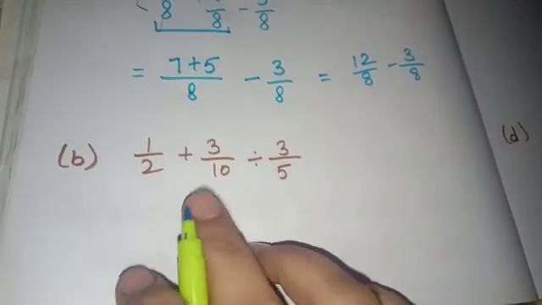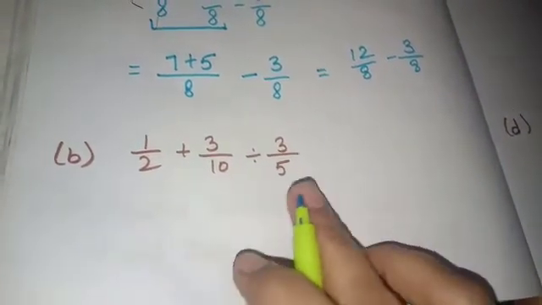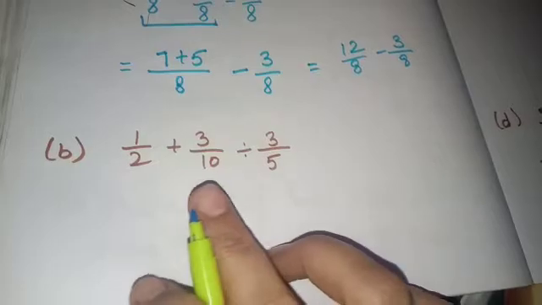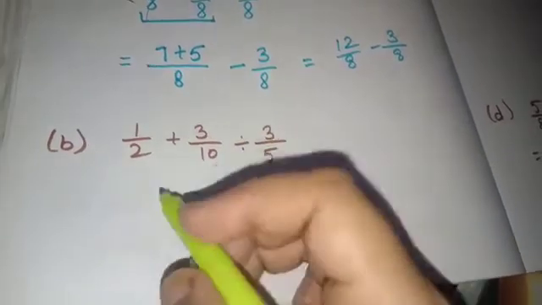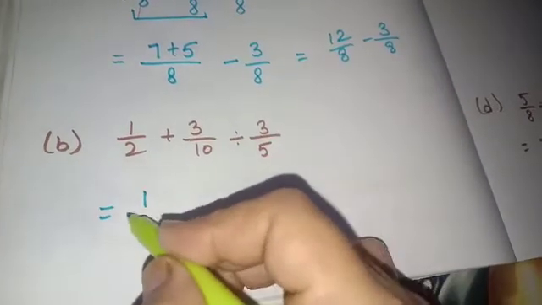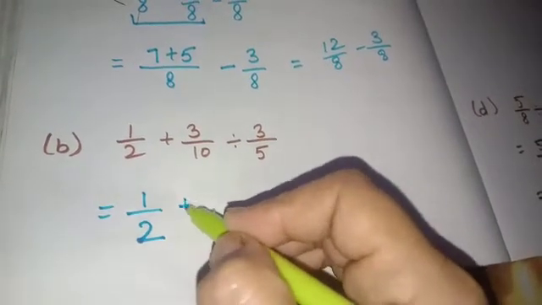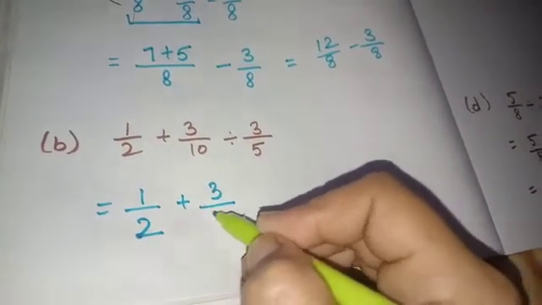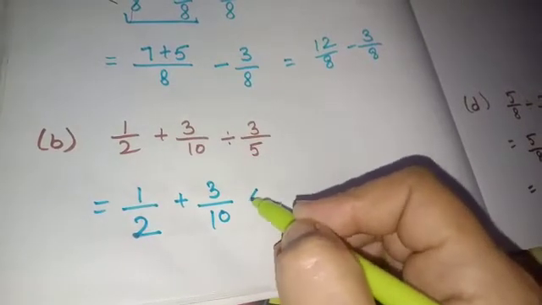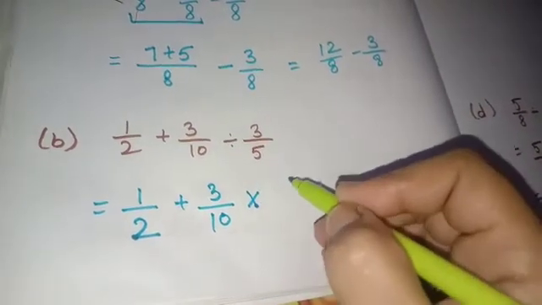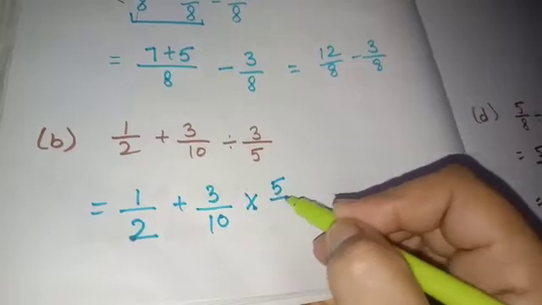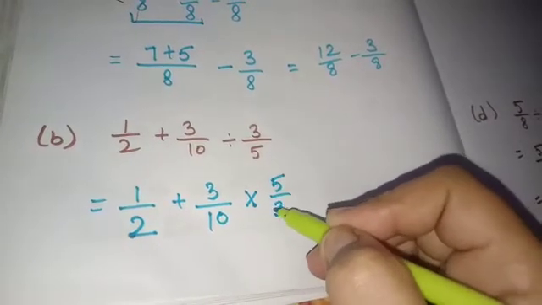B part here. 1 by 2 plus 3 by 10 divided by 3 by 5. Here the sign of division is given. So what will we do here? Firstly, we will solve the sign of division. And in case of two fractions, how to divide? Just change the division sign into multiplication, take its reciprocal and try to cancel.